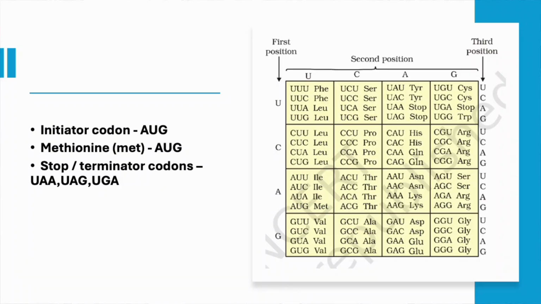Remember to learn the findings of different scientists, George Gamow, Har Gobind Khorana, and Marshall Nirenberg, under the heading Genetic Code. Learn the salient features of the genetic code and some triplet codons like AUG; the stop codons you can learn by heart.